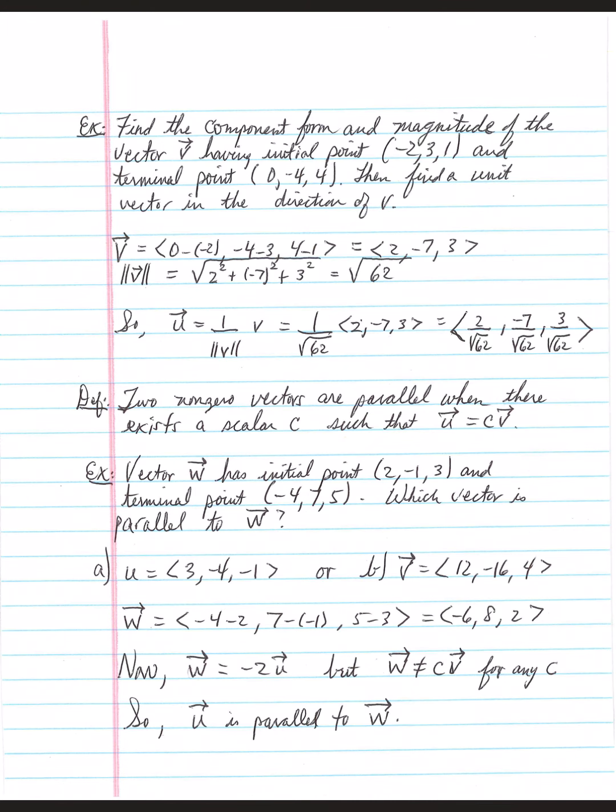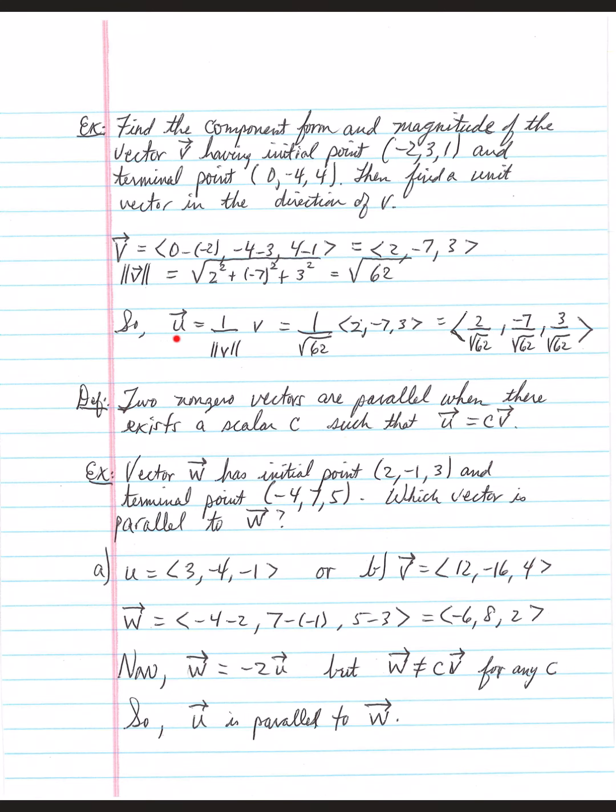The magnitude is 2 squared plus -7 squared plus 3 squared, all added together and square rooted. The sum of all three is 62. Square root of 62 is the magnitude. So it's just shy of 8. If you were to ballpark that, that would be 7 and some change.